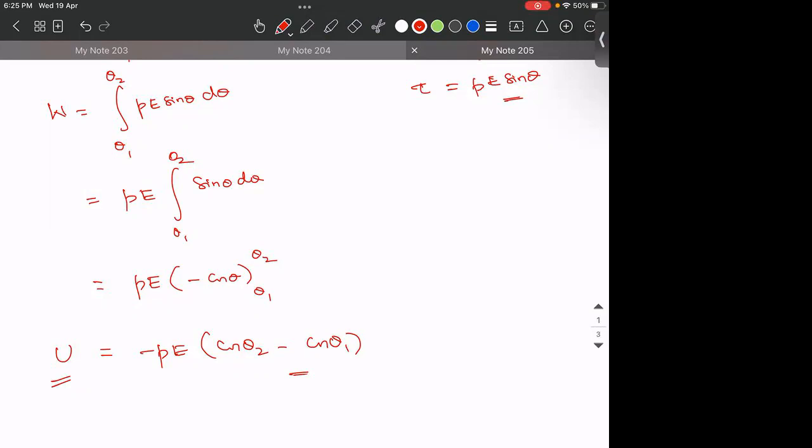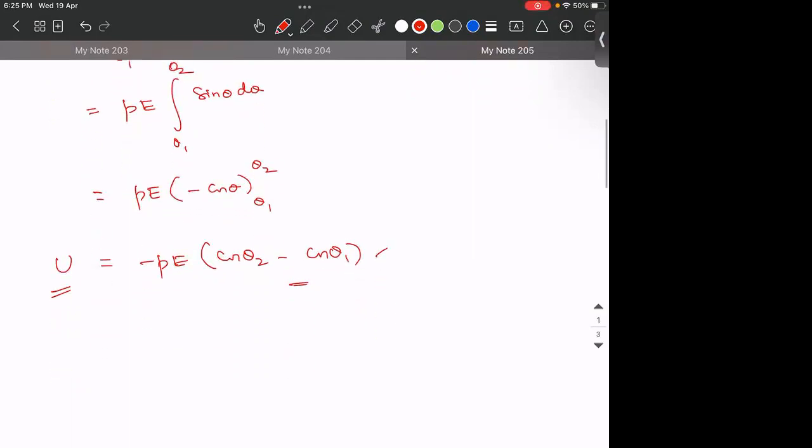So minus PE into cos theta 2 minus cos theta 1. This is going to be the value of the electrostatic potential energy of whom? Of a dipole placed in external electric field. Okay. So if I take the absolute value, right, can I write U is equal to minus PE cos theta? If I take theta 1 to be 90, for instance, then can I take it as minus PE cos theta? Right. So this can also be written as negative of P vector dot E vector.